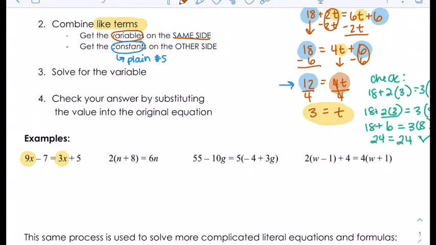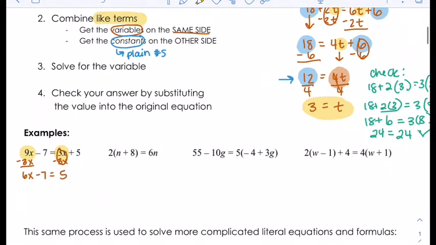I could subtract 9x from both sides, which would give me a negative 6x on the right, or I could subtract 3x from both sides, which would give me a positive 6x on the left. So I want to try and keep things positive if possible, so I'm going to subtract 3x from both sides. What happens when I do that is on the left, I get 9x minus 3x, which is 6x, drop down the minus 7, equals 3x minus 3x is 0, so I'm left with 5. So I was able to successfully get my x's together on the left side.